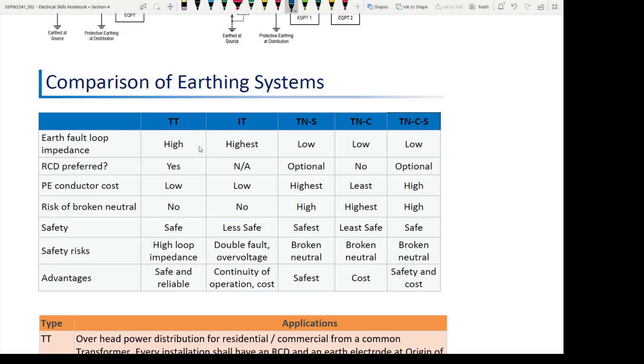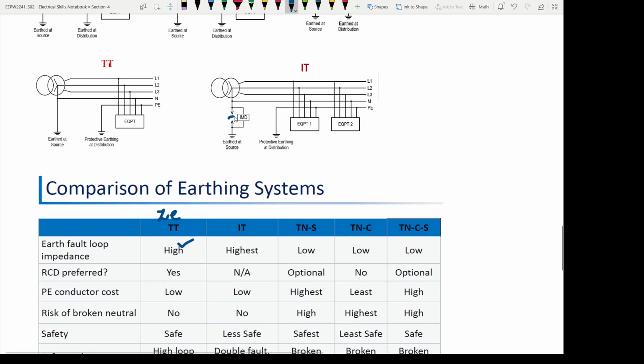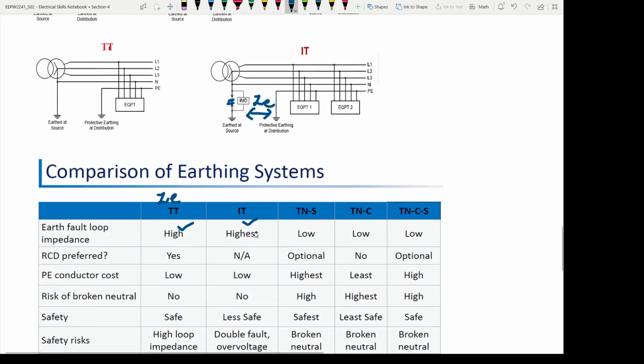The earth fault loop impedance is very high in the TT mechanism because of the ZE here, so we have a high resistance. IT is also going to be very high because we intentionally open here, there is no earthing, or we will have a high resistance earthing. Apart from that, there is no conductor connecting here. So, ZE is there. If it is connected with a high resistive earthing, or it is open, in both cases it is going to be very high resistance.